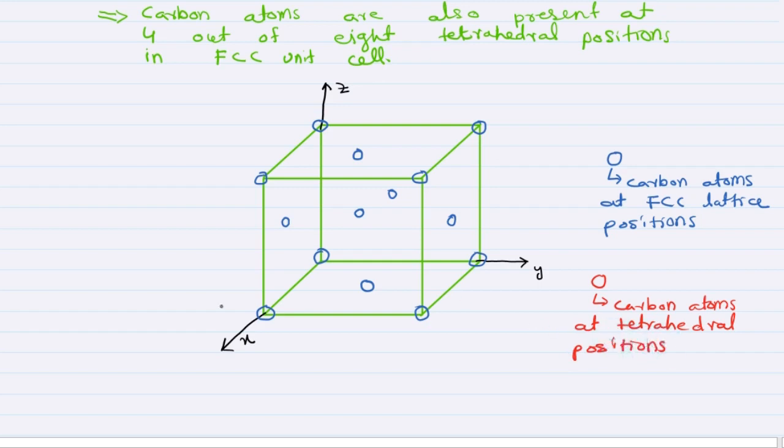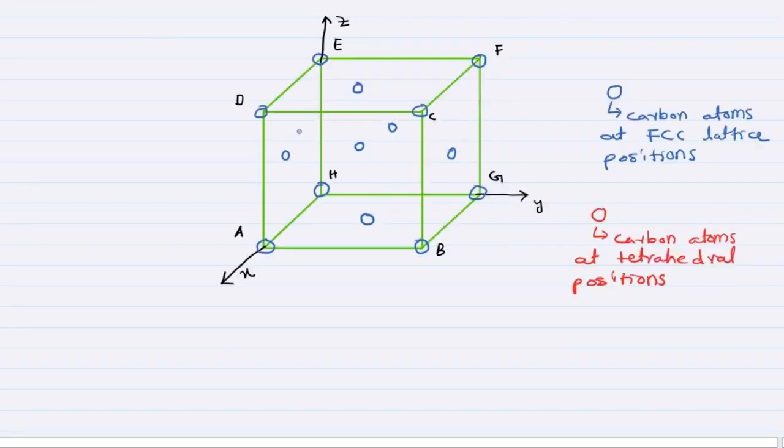before placing this carbon atom we will name all the corners. So if this is corner A, this is B, this one is your C, this is D, now E, F, G, H. Before placing carbon atoms, we will identify the tetrahedral position sites. If we join these 3 face atoms to the one corner atom, we get a tetrahedral void.